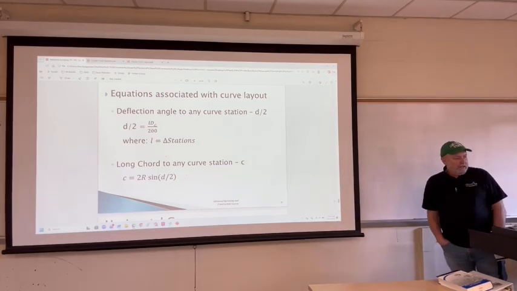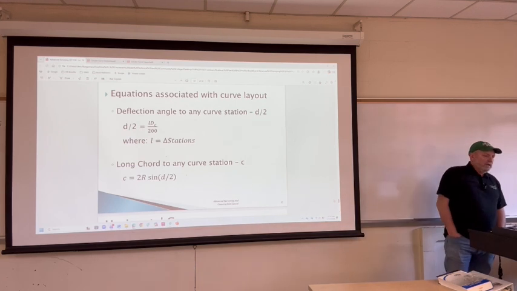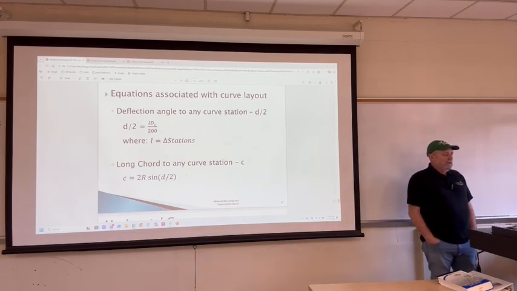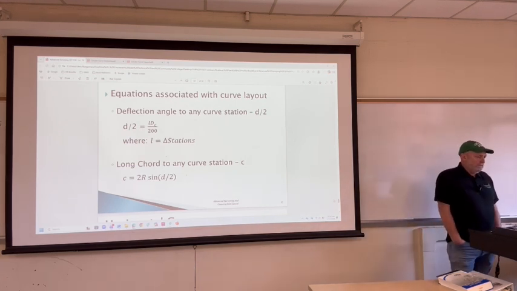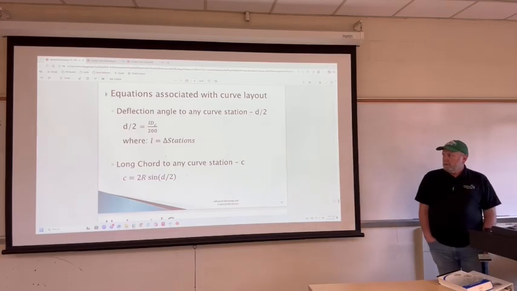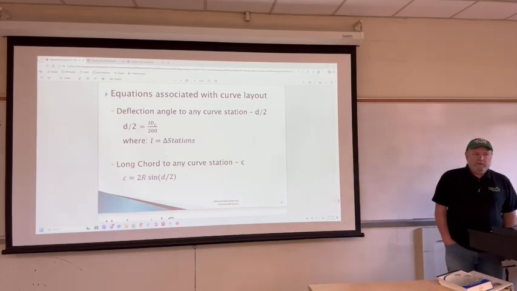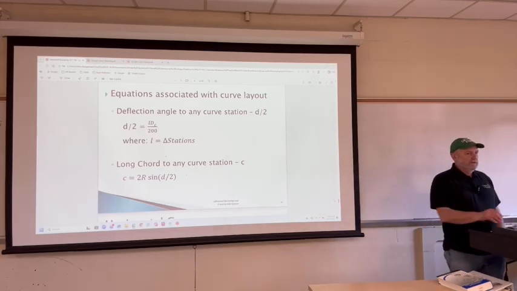Deflection angle to any curved station is your half delta. I don't like the way this is written out because to me that just looks a little confusing. We've gone through a lot of this stuff already though.